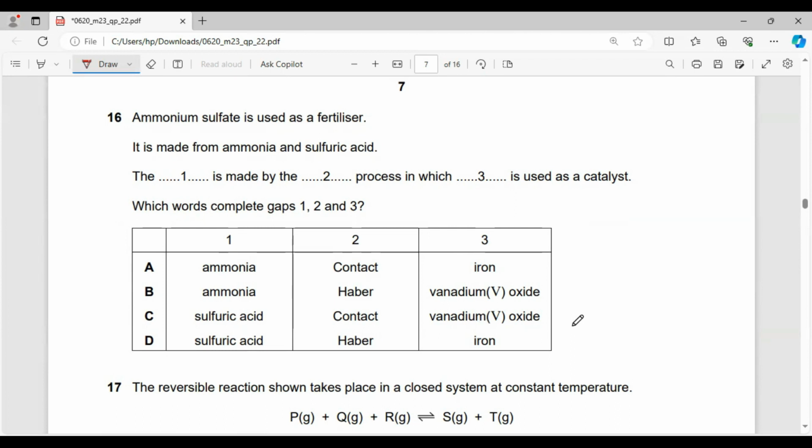So as we are making ammonium sulfate, they have mentioned it is made from ammonia and sulfuric acid. So the sulfuric acid is made by the contact process in which vanadium oxide is used as a catalyst is the correct option. In the other options, the process and the catalyst do not match.